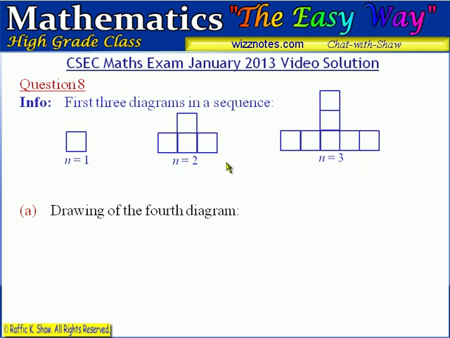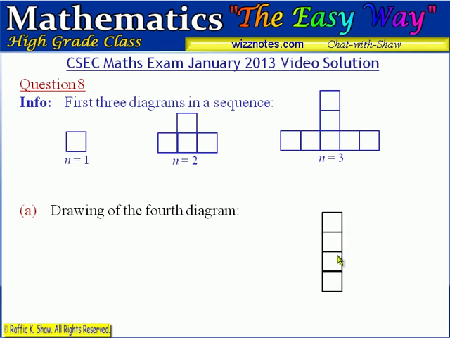Based on this pattern, we see that the diagram number n matches the number of squares up the middle, and then there's always 1 square less than up the middle on each side. When the number up the middle is 2, there's 1 on each side, and when the number up the middle is 3, there are 2 on each side. So we can construct the fourth diagram by following that pattern.